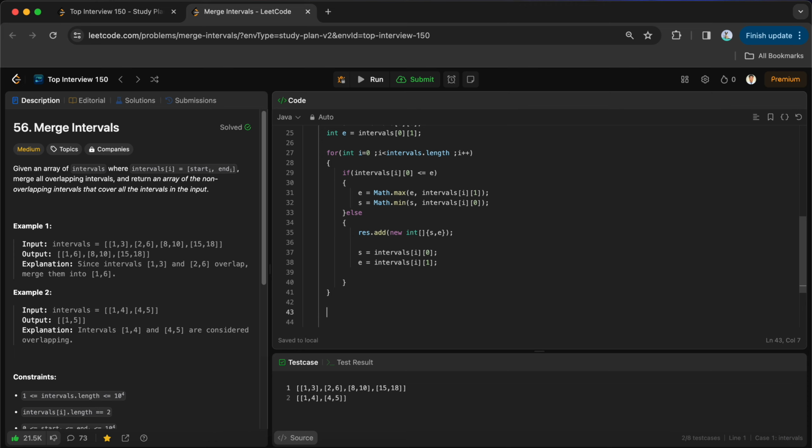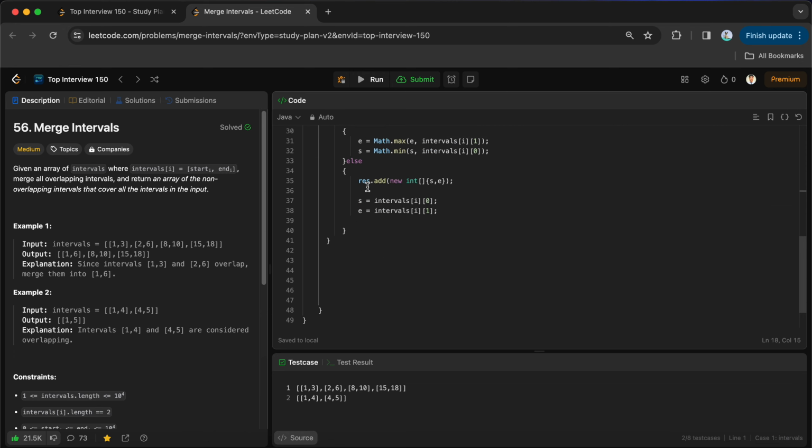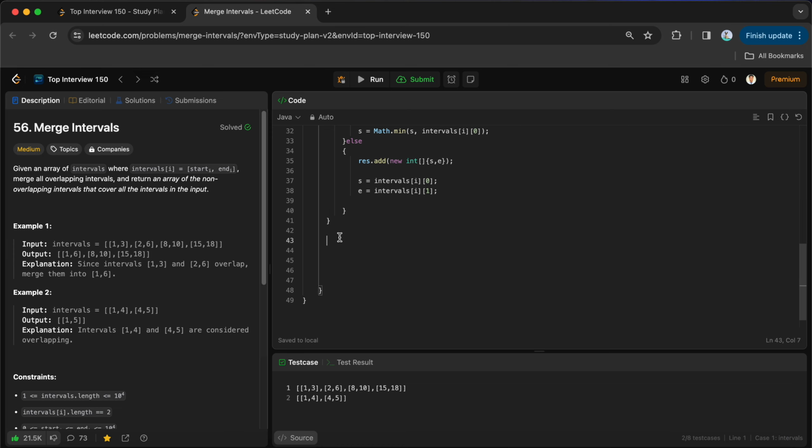And at the last, I have to store the last interval. Basically, what we have to return here, we have to return not an array list of integers. So for that I have to define my result.